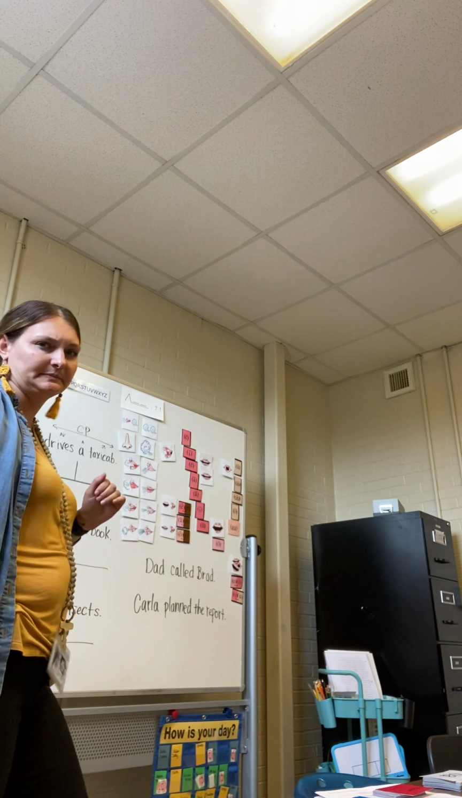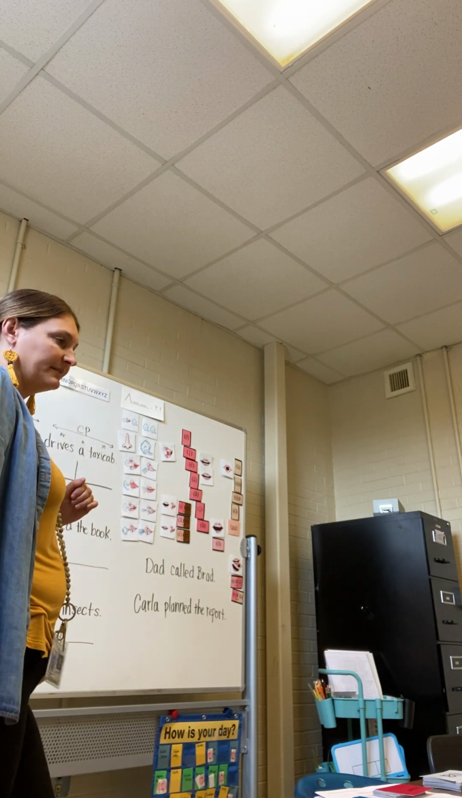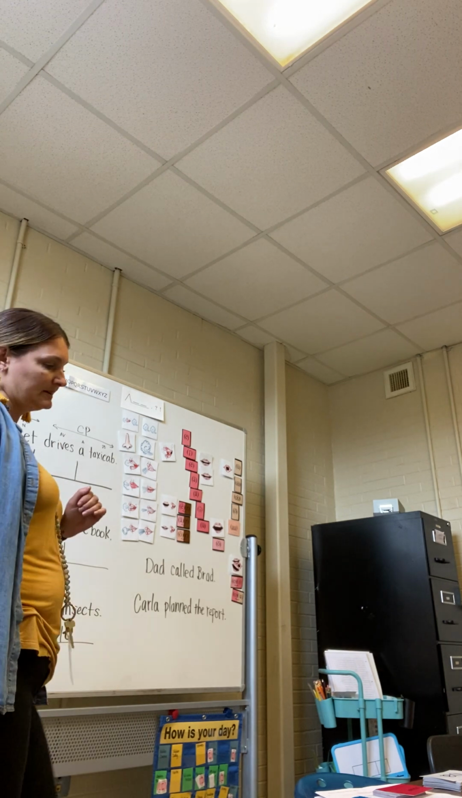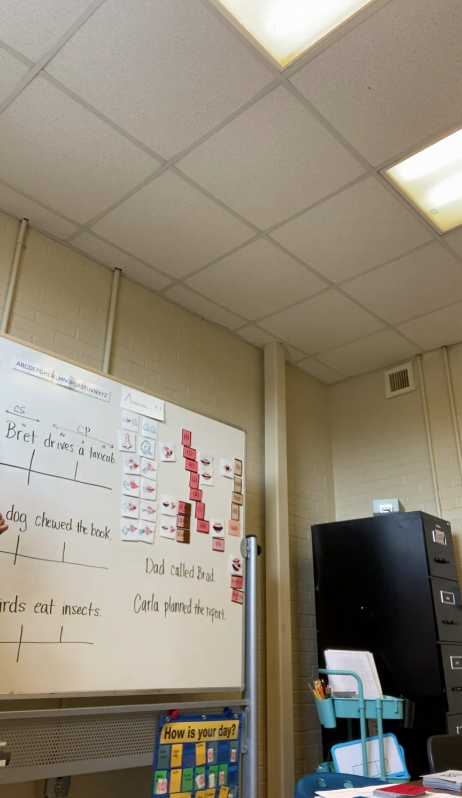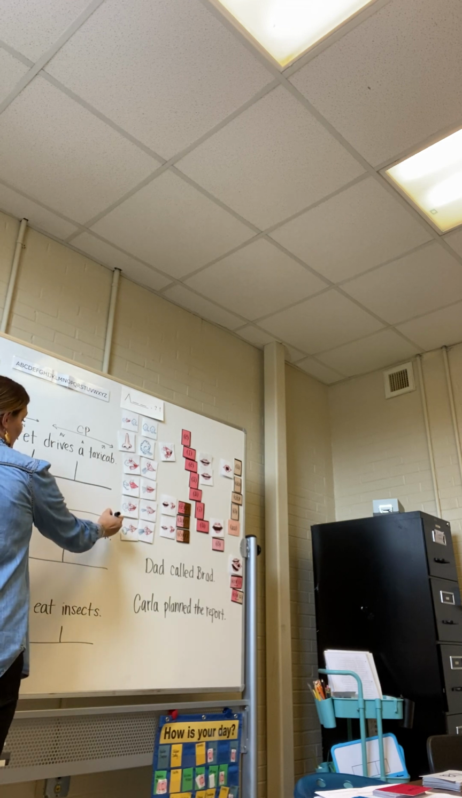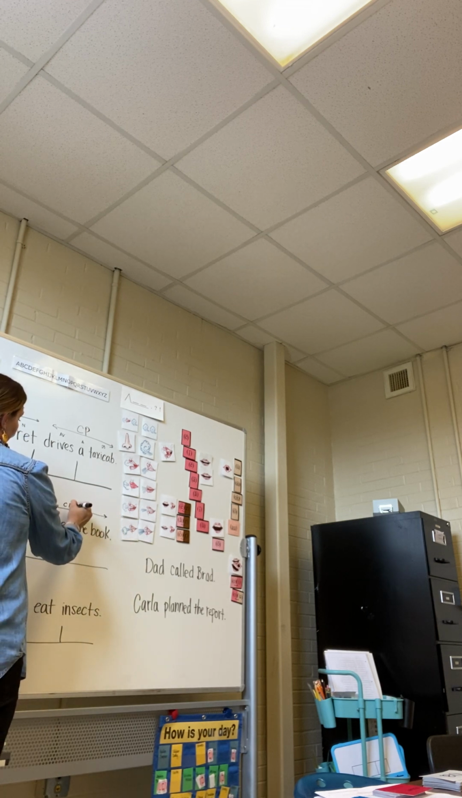Let's do the next sentence. You ready? All right, what do we do first? We read it. All right, TK, you ready? All right, read it with me. The dog chewed the book. Very good. All right, what is the complete subject? The whole sentence is about the dog. So that is my complete subject. And what did the dog do? Chewed the book. That's my complete predicate.